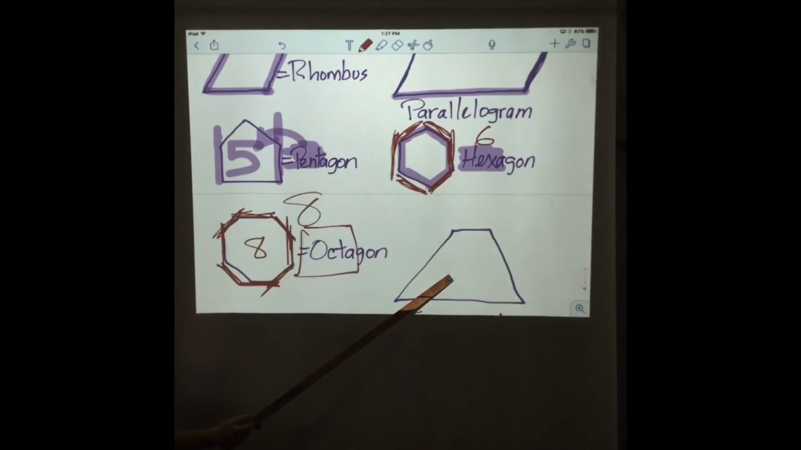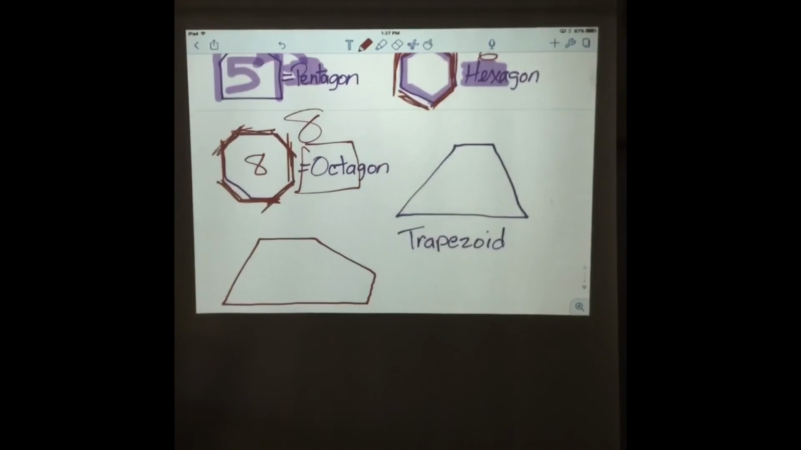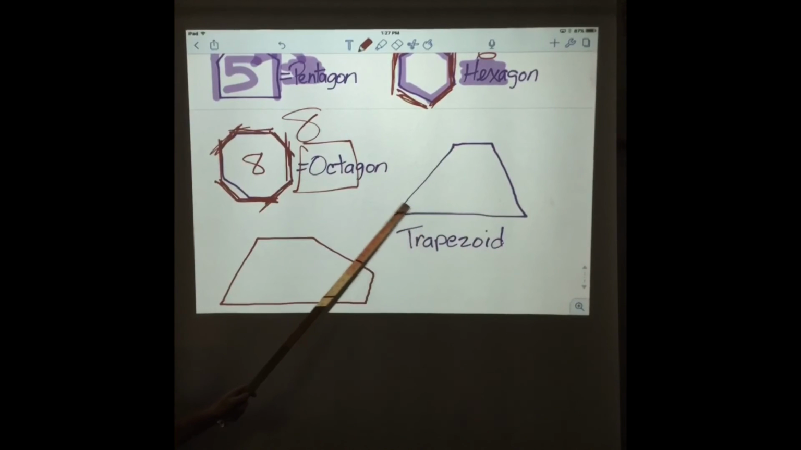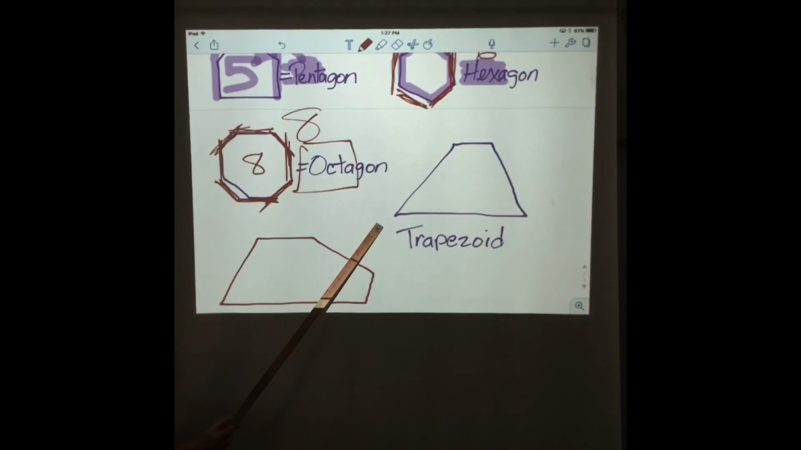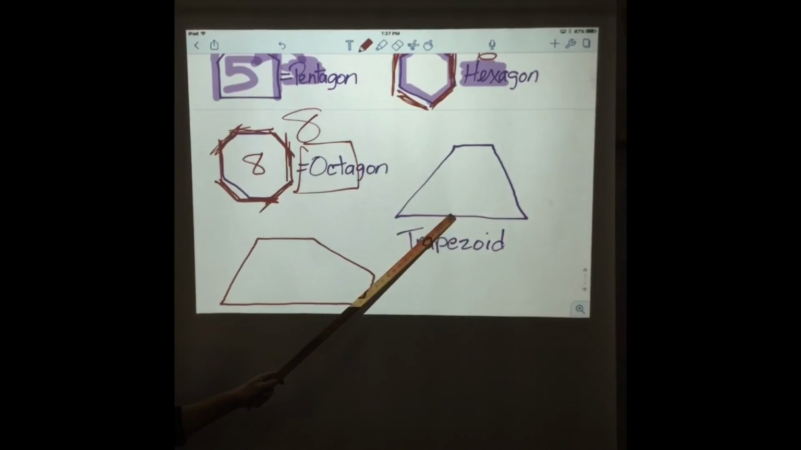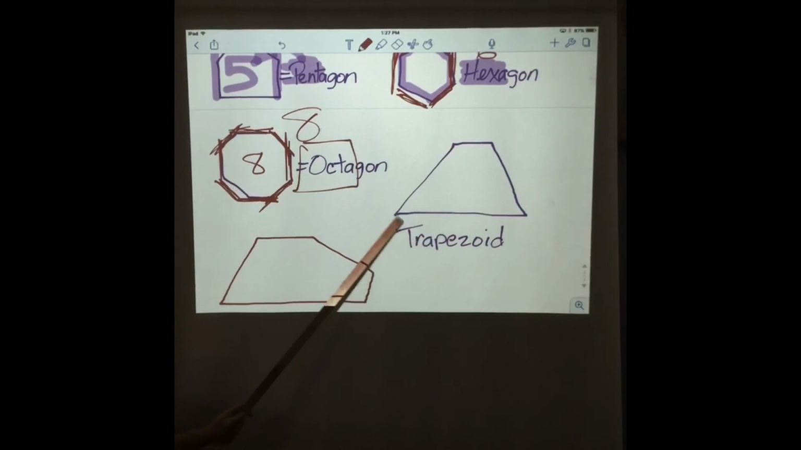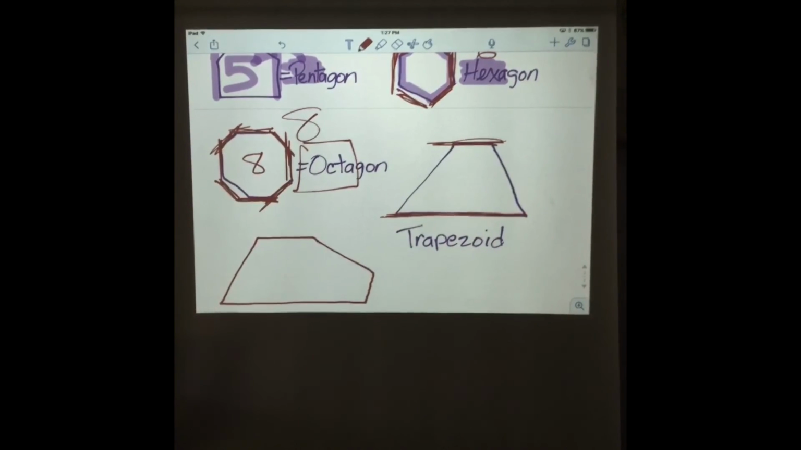What about this? What's this called? We have a special name for this one. This one's called a trapezoid. A trapezoid. So, is it a polygon? Yes, it has many sides. Is it a quadrilateral? Yes, it has 1, 2, 3, 4. It has 4 sides, so it's a quadrilateral. Is it a parallelogram? Yes, it is. Why? Because this side and this side are parallel.